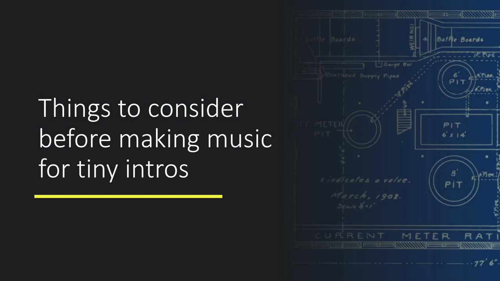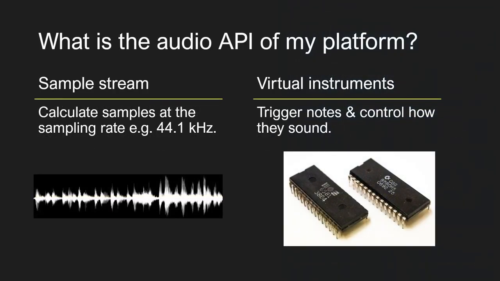Now, before you actually start to make music for tiny intros, there are a few things you should consider. Firstly, what is the audio API of your platform? Audio APIs can be broadly categorized into two major categories. You have sample stream APIs, which basically ask you to calculate the samples at a certain sampling rate, for example, at 44.1 kilohertz. Or there are what I call virtual instruments, APIs that allow you to trigger notes and control how they sound, but after you've triggered the note, you can almost forget about its existence.